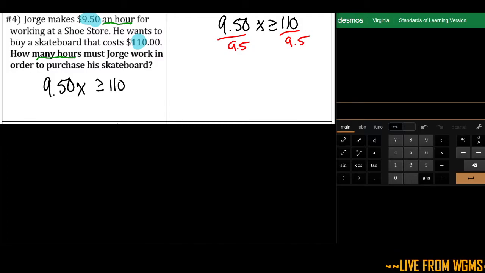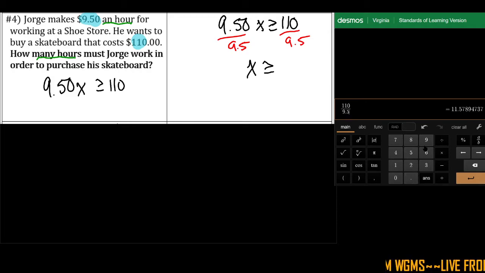And so I can say that Jorge needs to work at least, let me double check. So I have 110 divided by 9.5. And so yeah, you get this kind of crazy number. So I have 11.57 and then some values after it. And what is that saying? Well, I said I have to have a full hour.